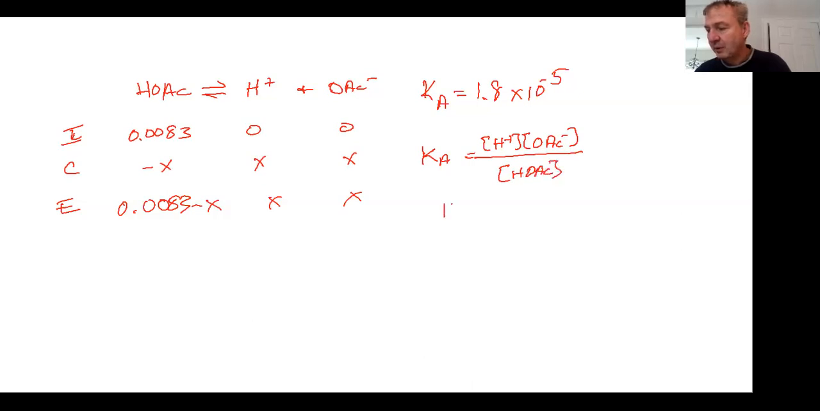So Ka, well, 1.8 times 10 to the minus 5 equals X times X all over 0.0083 minus X. And you're thinking to yourself, oh God, that's a quadratic equation. I'm going to hate this. Here's the trick we're going to use.